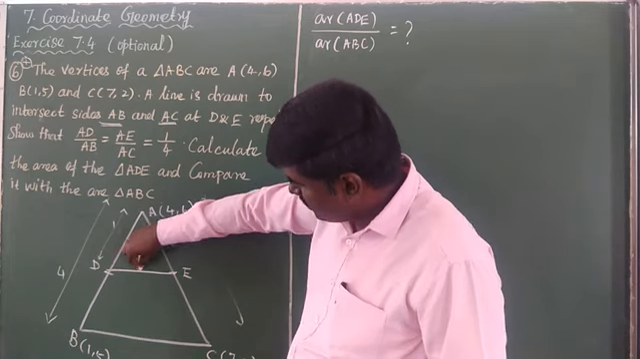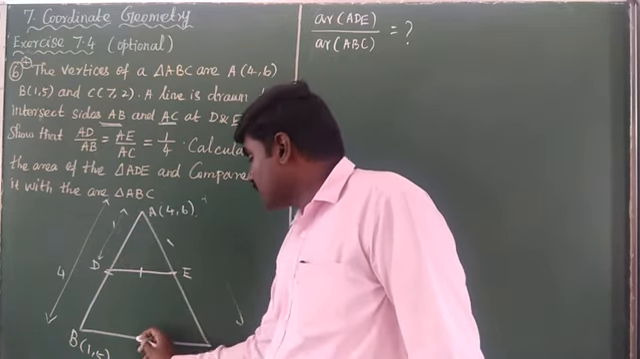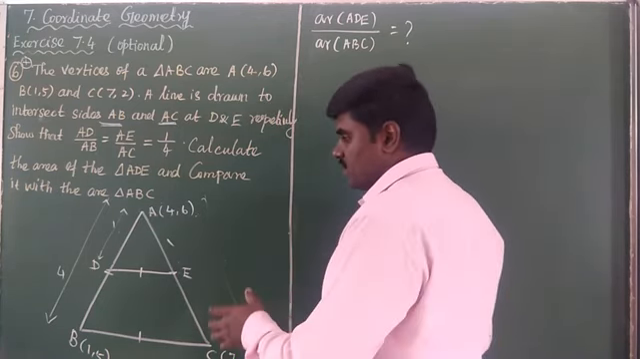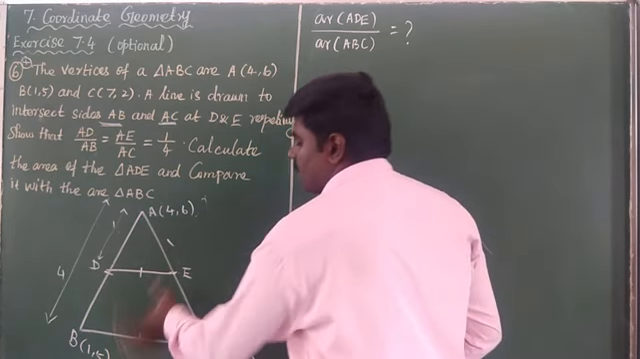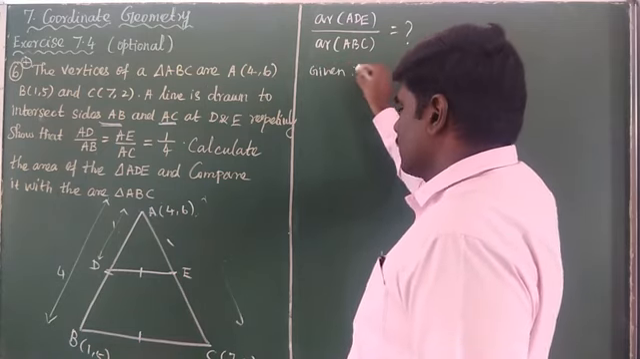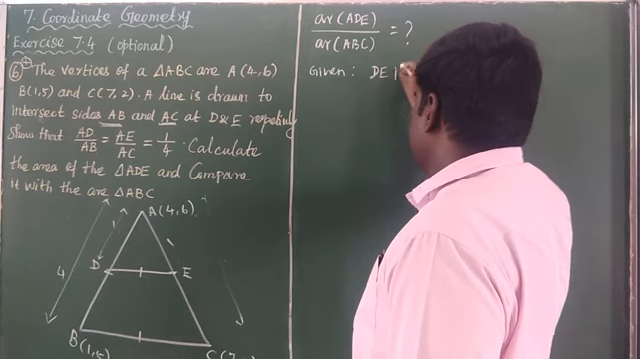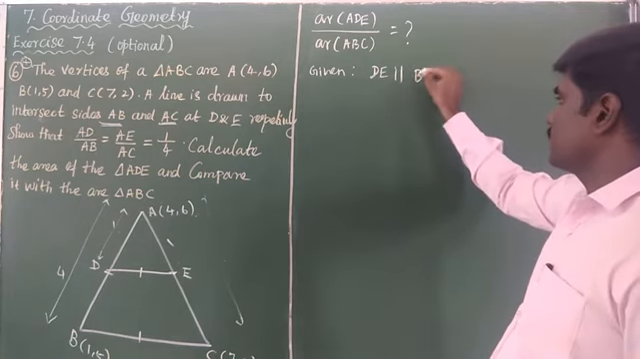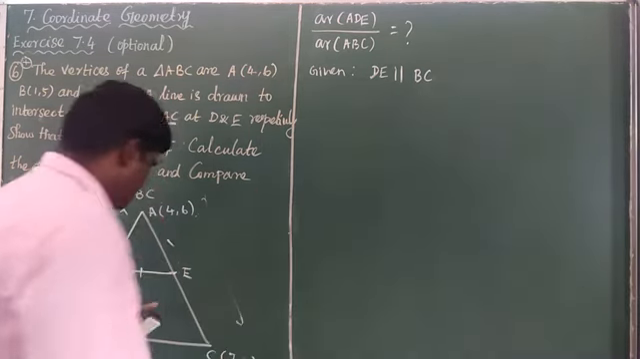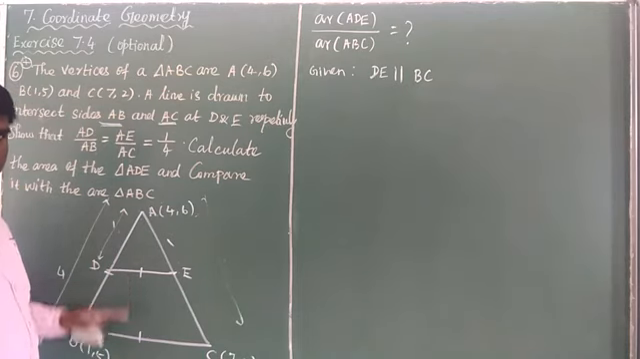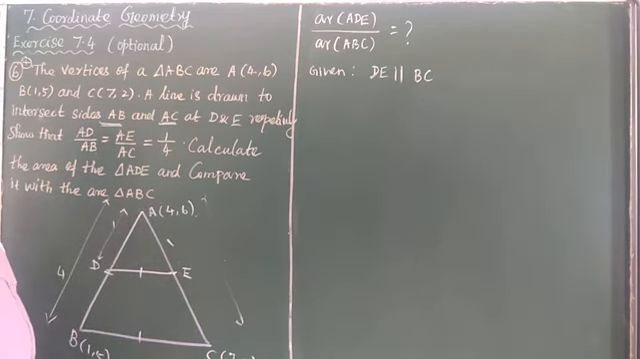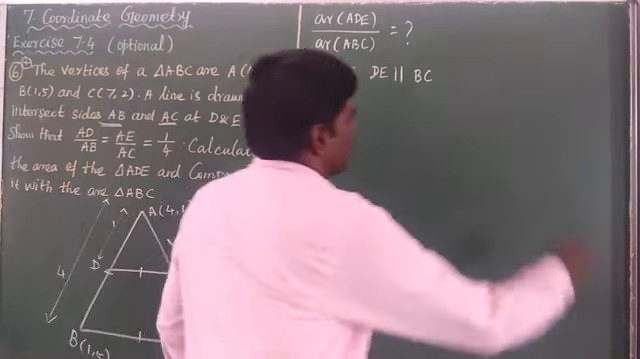But here, what's the conclusion? This line DE is parallel to BC, using the theorem concept. In a triangle, the corresponding sides are equal, so the two lines are parallel. It's clear. But here, what's the conclusion? DE is parallel to BC. So in a triangle, the corresponding sides are parallel, which means the triangles ADE and ABC are similar triangles.